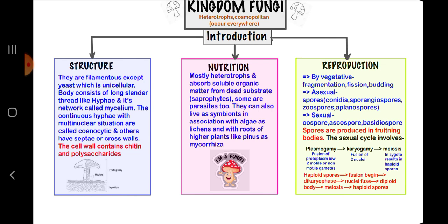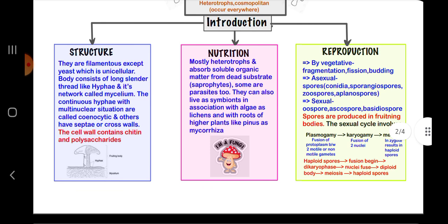Nutrition, they are mostly heterotrophs and absorb soluble organic matter from dead substrates, that is they are saprophytes. Some are parasites too, and they can also live as symbionts in association with algae as lichen and with roots of higher plants like Pinus as mycorrhiza. And they reproduce by vegetative fragmentation, fission and budding, and asexually by spores and sexually by oospore, ascospore and basidiospore. Spores are produced in the fruiting bodies.